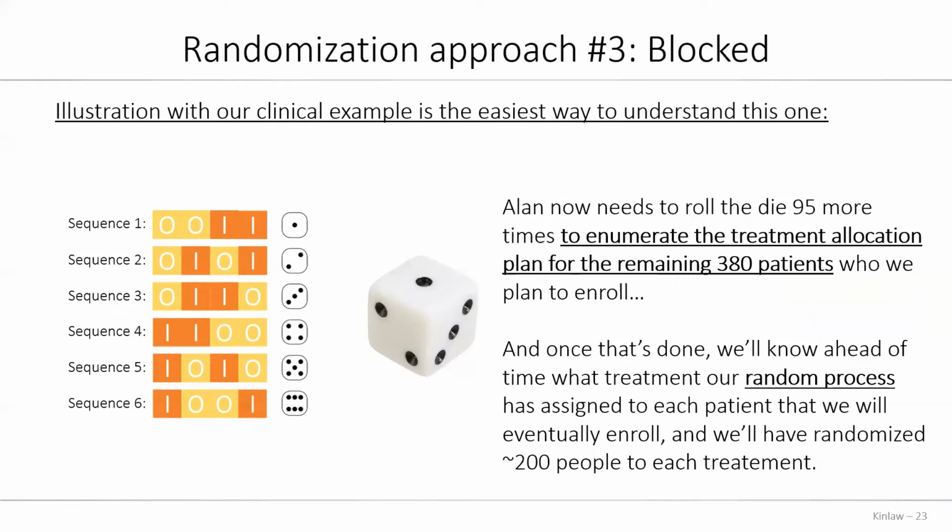Now moving forward to complete the process for our trial population of 400, I've only taken care of 20, so I need to roll the die 95 more times to lay out the treatment allocation plan for all the other patients that we plan to enroll. Once the process is done, we will have guaranteed that our treatment arm will have almost exactly 200 people and will definitely be tired of rolling a die. So thank you, computers, for making this happen.